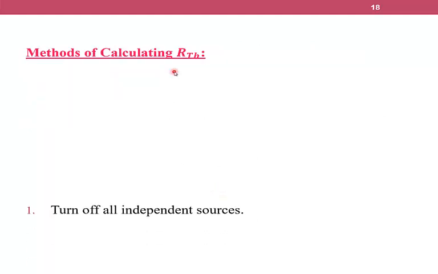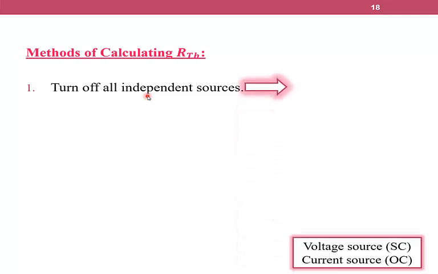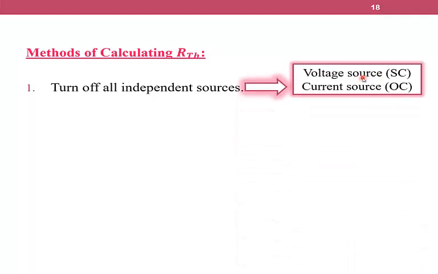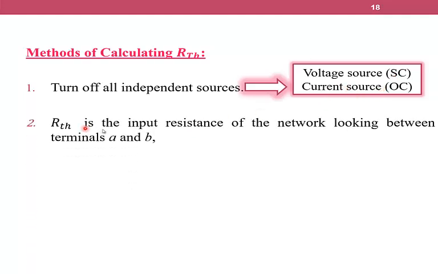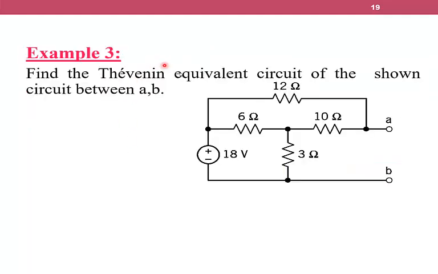Methods for calculating R Thevenin. First, turn off all independent sources. If you have a voltage source, make it short circuit, and if you have a current source, make it open circuit. R Thevenin is the input resistance of the network located between terminals A and B. To simplify these concepts, we are going to get an example. It will help you to understand the concept of Thevenin and Norton.